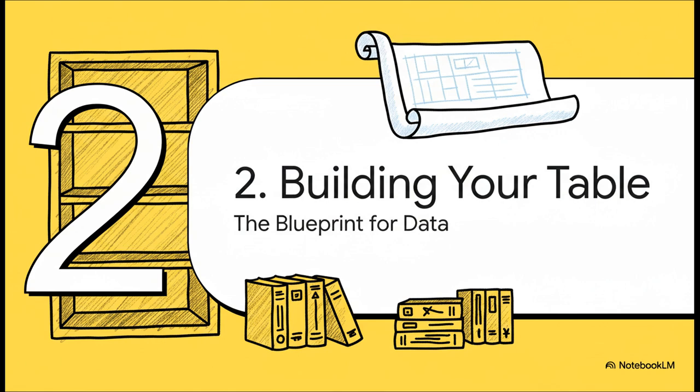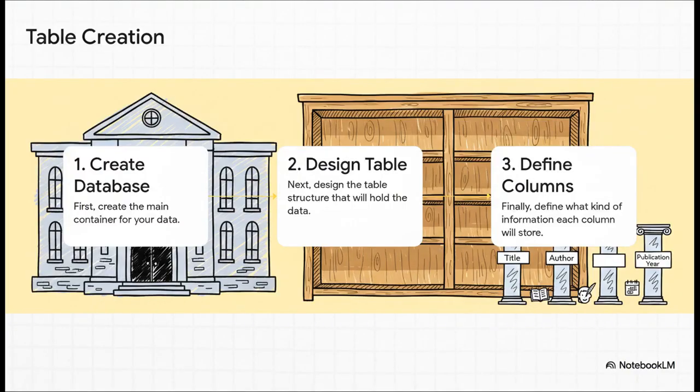All right, let's move on to actually building something. This section is all about creating your very first table. This is like drawing up the blueprint for our digital bookshelf. We're deciding how it's going to look and what it's going to hold. And it's really just a 3-step recipe. First, you create the database. That's like building the library itself.